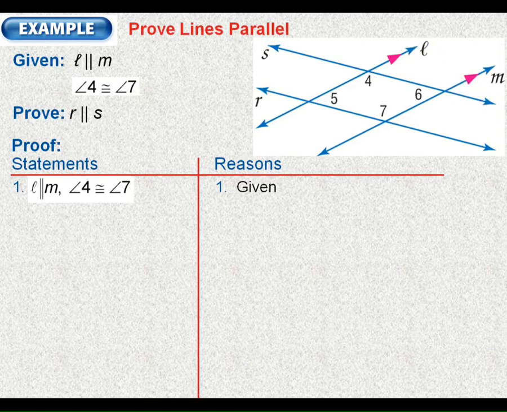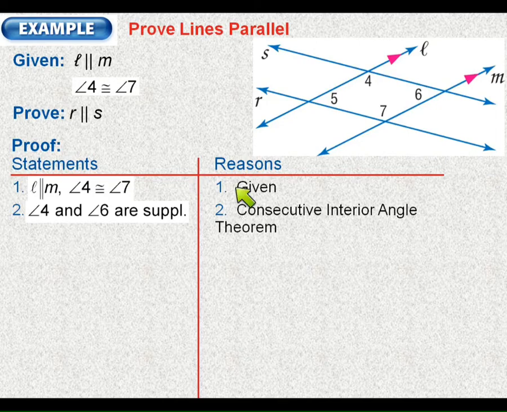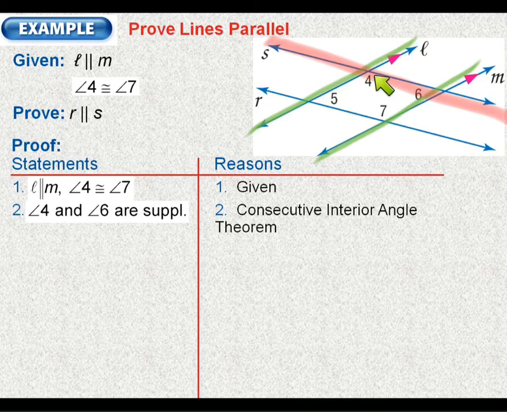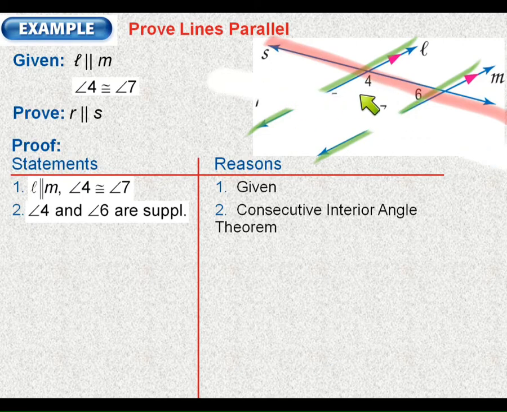So one way I could write next is that 4 and 6 are supplementary. Since L and M are parallel, if they're cut by this transversal, what relationship do 4 and 6 have? They're what type of angles? Again, I'm ignoring this other line right now. They're consecutive interior. And if I have two parallel lines, the consecutive interior angles are supplementary. So I know 4 and 6 are supplementary by the consecutive interior angle theorem. That's one we did last class.